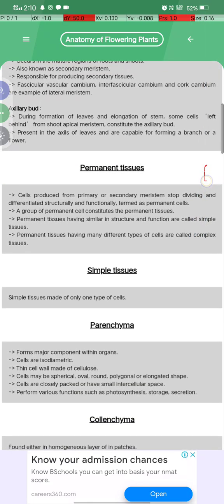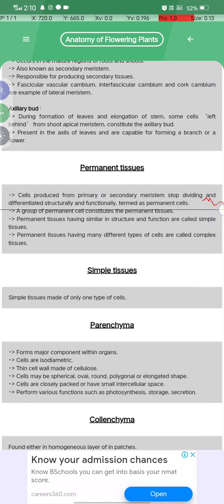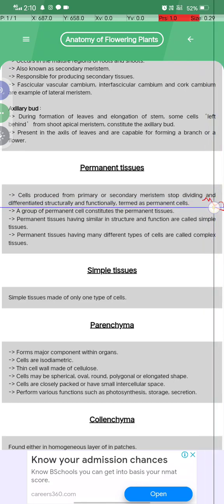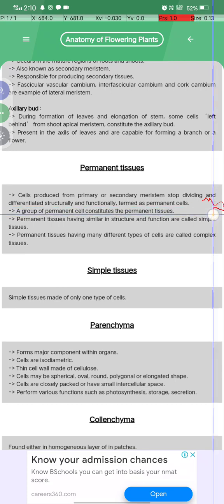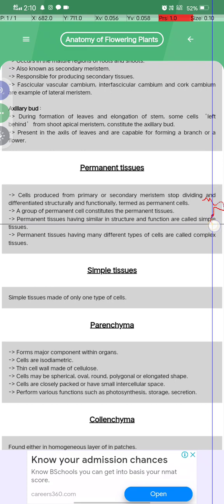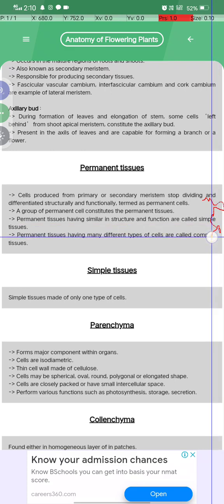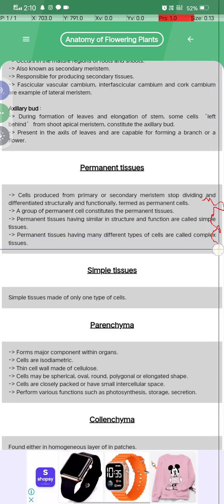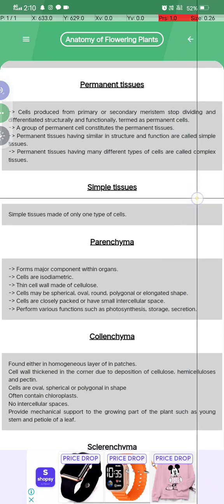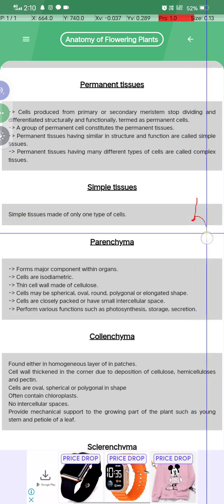Permanent tissue. Cells produced from the primary or secondary meristem stop dividing and differentiate structurally and functionally, and are termed permanent cells. The group of permanent cells constitutes the permanent tissue. Permanent tissue having a similar structure and function is called simple tissue, and permanent tissue having many different types of cells is called complex tissue. Simple tissues are made by only one type of cell.